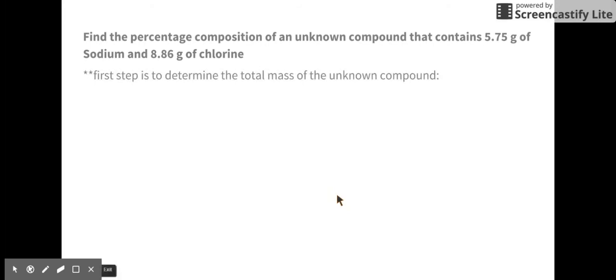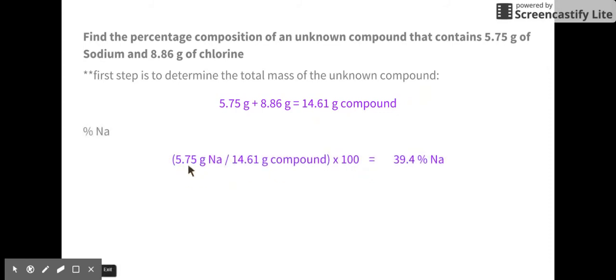The first step is to determine the total mass of the unknown compound. That's what we're going to need to put in the denominator of our formula. So I'm going to take both of those masses and add them together. That's the total mass of whatever unknown compound that is. Next, let's find the percent of sodium. I know that 5.75 grams of this compound is sodium. It says so in the problem up here. So I'm going to divide that by the total mass of the compound, and then multiply that whole thing by 100. That gives me 39.4%. So 39.4% of this compound is sodium.